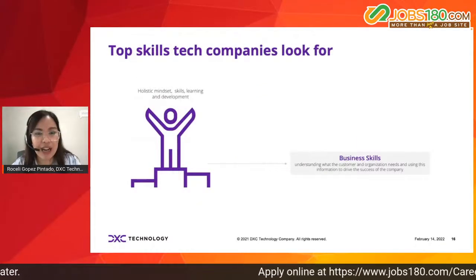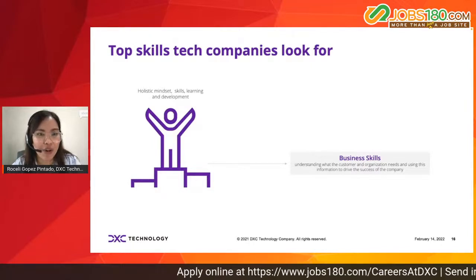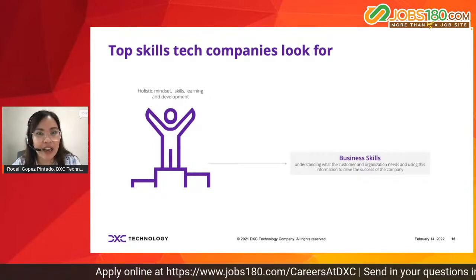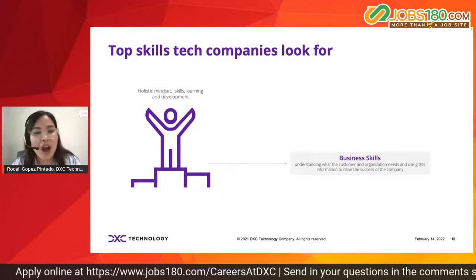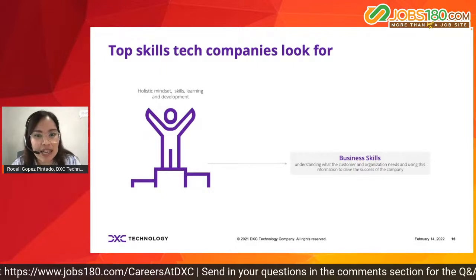And then the last set of skills that tech companies are looking for. The first one is business skills, right?